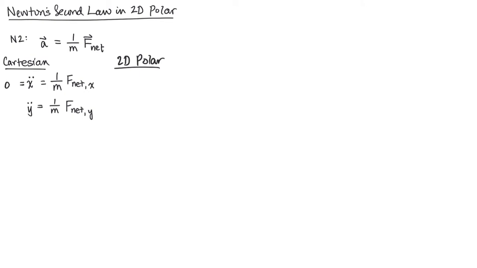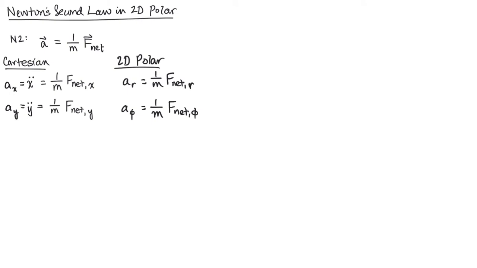But before we do that, let me just give this another name, ax and ay, meaning the acceleration in the x direction and the acceleration in the y direction. So in 2D polar, we would be looking for the acceleration in the radial and tangential directions. And the radial acceleration would be 1 over m times the net force in the radial direction. And the tangential acceleration would be 1 over m times the net force, and you guessed it, the tangential direction.